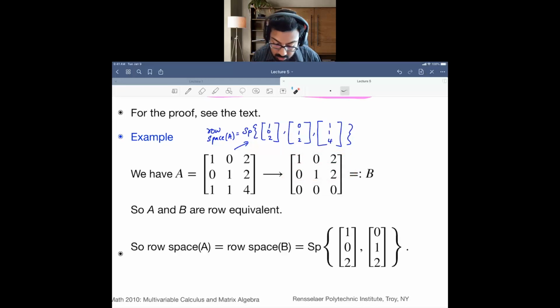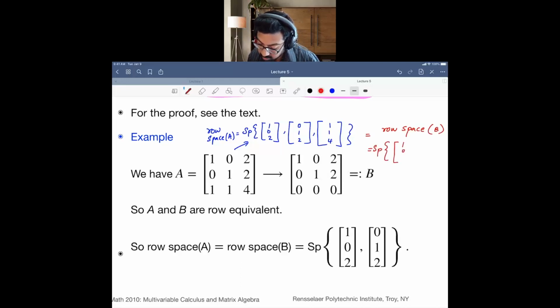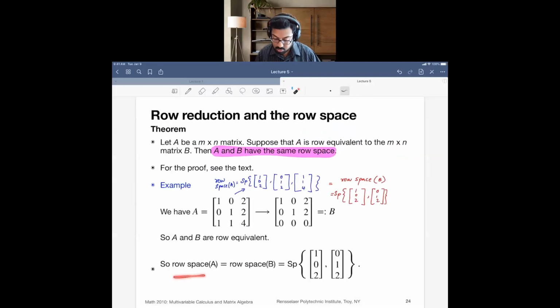So based on the theorem, it equals the row space of B, which is the same as the span of the rows in B, which is 1, 0, 2, followed by 0, 1, 2. So we are able to over here simplify and not write it as a span of 3 vectors, but just a span of 2 vectors. So row space of A equals row space of B. Why is that? Because A and B are row equivalent.